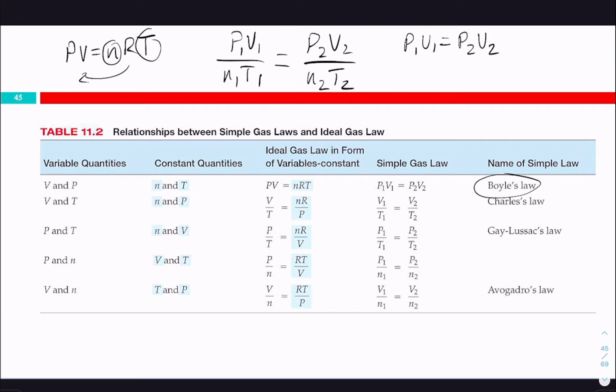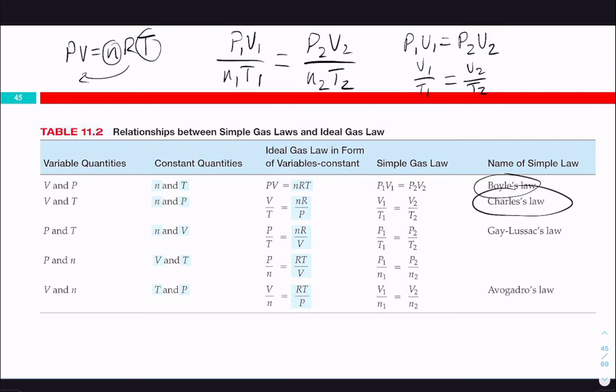You can do the same thing if you hold other variables constant as well. So if number of moles and pressure are constant, and you have a change in volume or temperature, then P1 will be equal to P2, N1 will be equal to N2. So those will cancel out, and we get V1 over T1 equals V2 over T2, which is Charles' law. So it's a special set of conditions for this ideal gas law set up this way. So really, you don't have to remember everything.